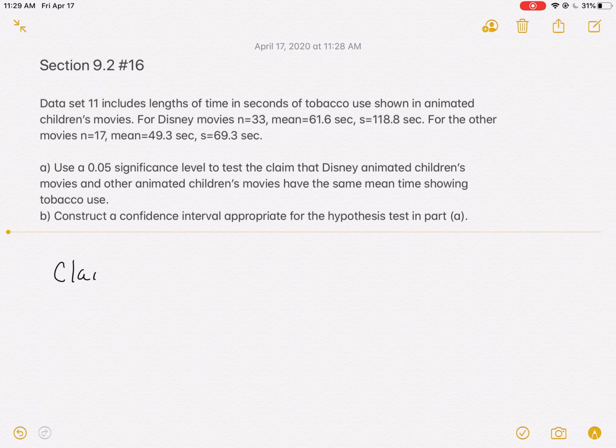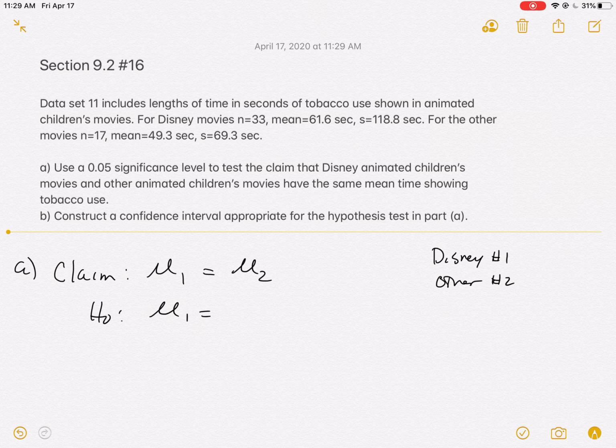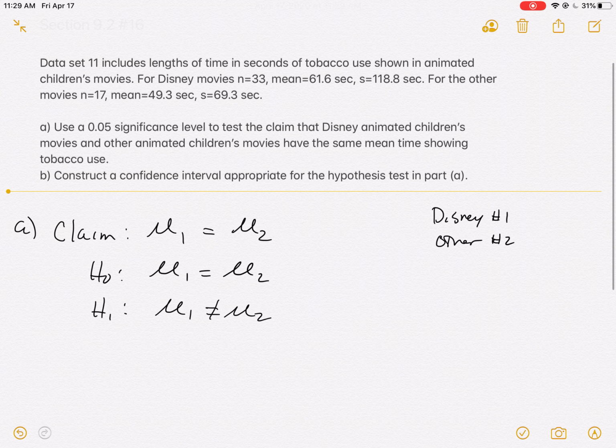As we go to do part A, our claim is that the mean of Disney is equal to the mean of the others. So Disney is number one, and other is number two. So what's our null hypothesis? Well, it's the exact same thing. We don't have a choice there. The null hypothesis has to have an equal sign in it. And so what's H1? Well, it can't be the null hypothesis, so therefore it can't even be the claim it wanted to be, but it's got to be the opposite. And so we have a nice two-tailed example again.